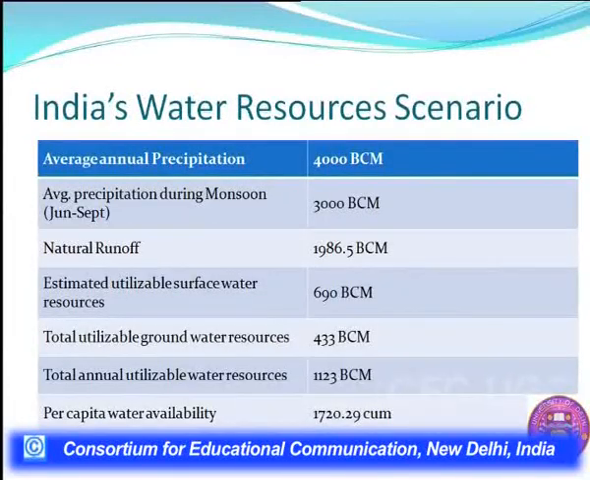So this is one water resource scenario if we discuss, and based on the Central Water Commission, we have a huge amount of rainfall, 3000 BCM, billion cubic meter. We have precipitation, we have the runoff, but still the availability of water is less because we are not conserving or reserving it in different reservoirs. So the per capita water availability is 1720 cubic meter.